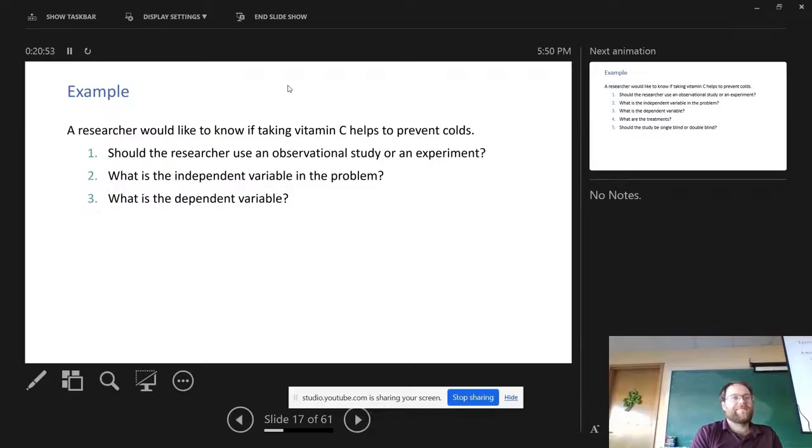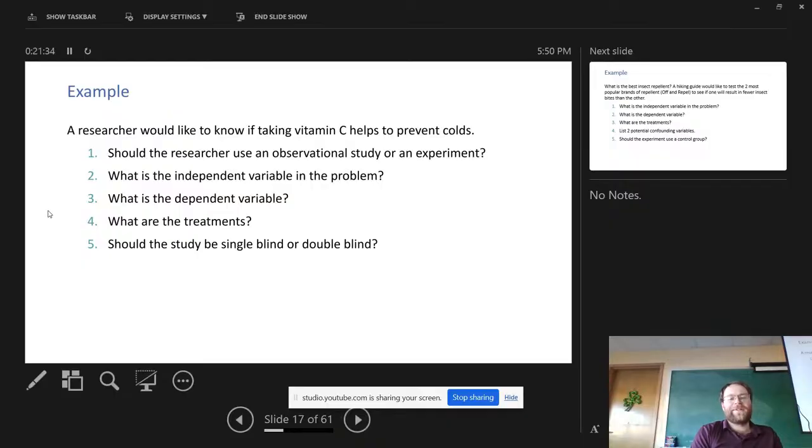Would it be how much vitamin C they would take? Close. What's the goal of taking the vitamin C in this case? To prevent colds. So the dependent variable would be how much it affects whether or not someone gets a cold. So what would the treatments be? Doses of vitamin C. Yep, doses of vitamin C.